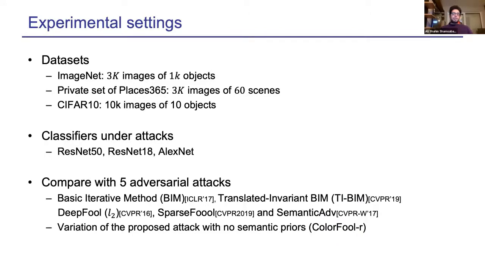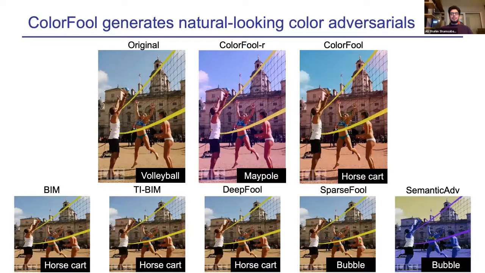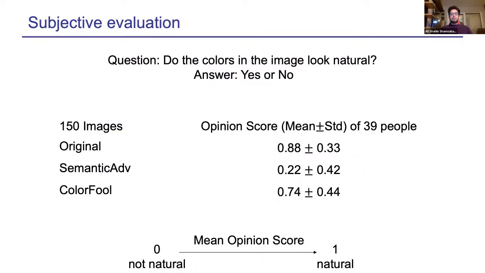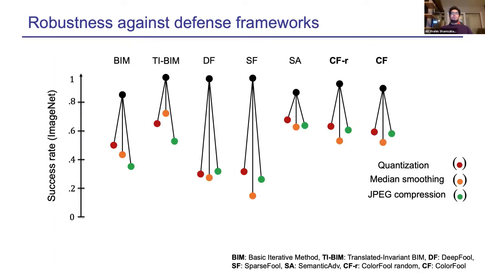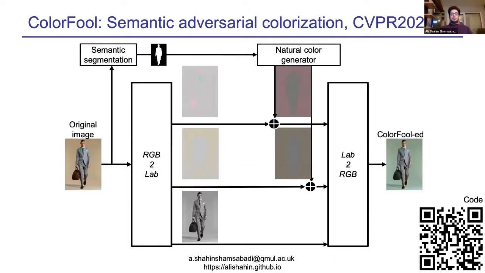We did evaluation on 3 datasets and 3 classifiers, and compared with 5 state-of-the-art attacks. As you can see, ColorFool generates natural looking adversarial images, and this is confirmed by the opinion scores of people who participated in our experiment. ColorFool is more transferable than norm-bounded attacks and also robust to defenses such as quantization and median smoothing. Thank you very much for your attention, and you can find the code at this link.